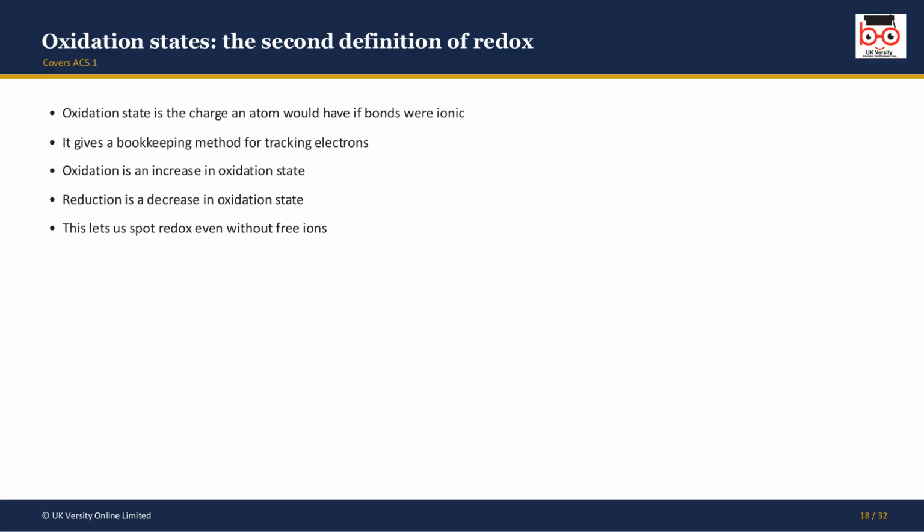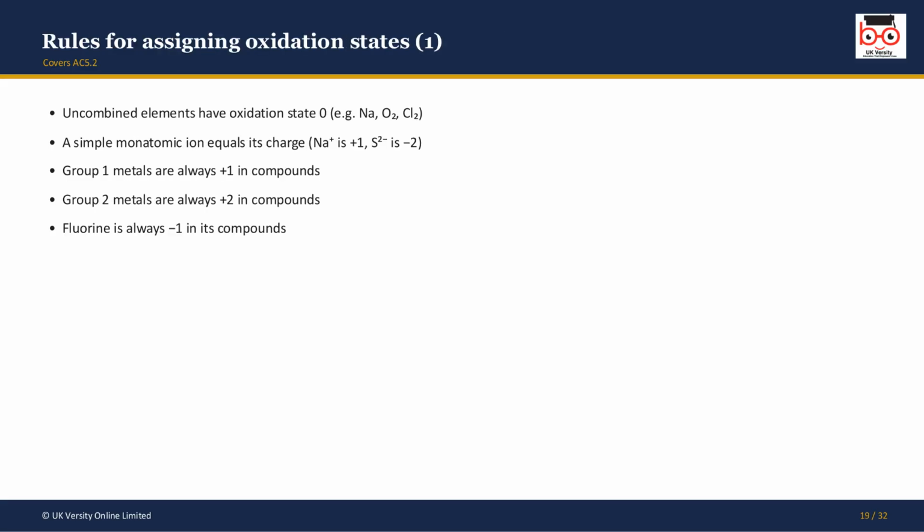There's a second, more powerful way to define redox using oxidation states. An oxidation state is the charge an atom would have if all its bonds were treated as fully ionic, so it gives us a bookkeeping method for tracking electrons. In these terms, oxidation is an increase in oxidation state, and reduction is a decrease. The real advantage is that this lets us spot redox even in reactions where there are no free ions to point to.